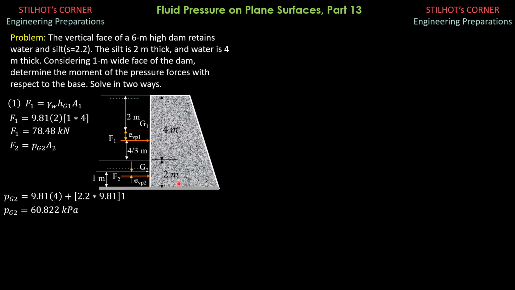Substitute here where area 2 is 1 meter by 2, a rectangle 1 meter wide and 2 meters high. So F2 is 60.822 times 1 times 2 and it is 121.644 kilonewtons. Then let's solve for E sub VP2.